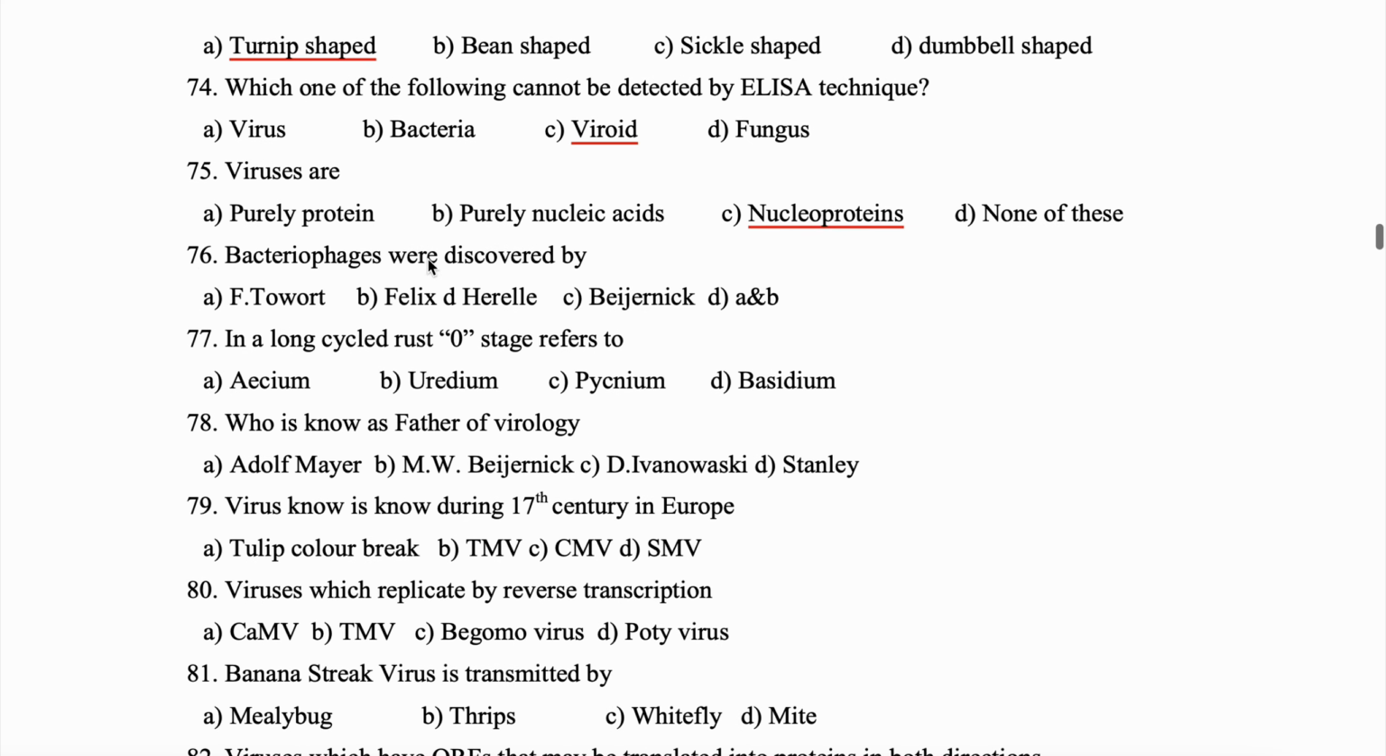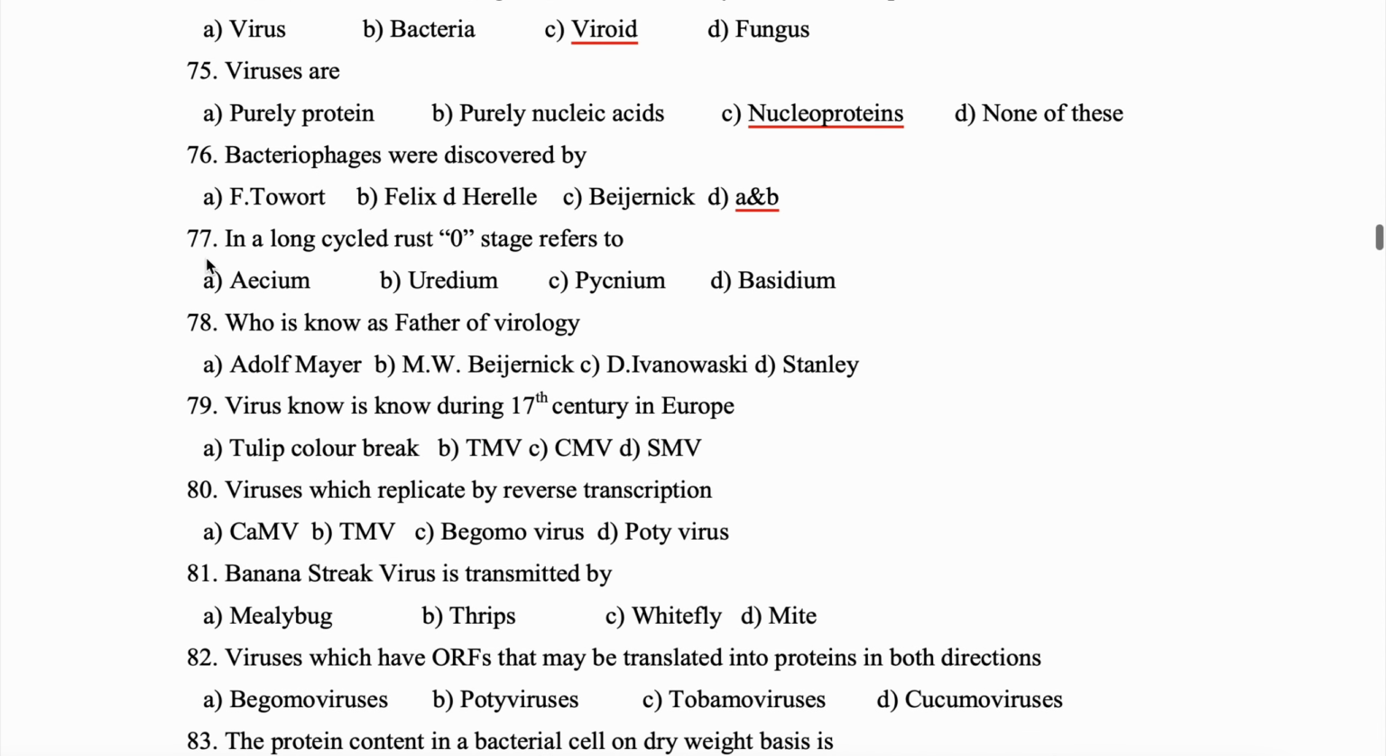76. Bacteriophages were discovered by both Twort and d'Herelle. So the answer is both A and B, because both discovered it individually. The concept was discovered by Twort, but two years later it was named and confirmed by d'Herelle. Okay. Question 77. In a long cycled rust, 0 stage refers to pycnium.